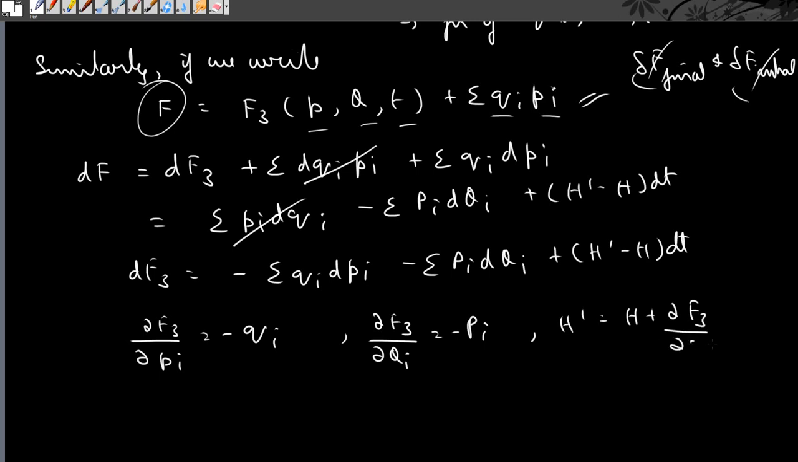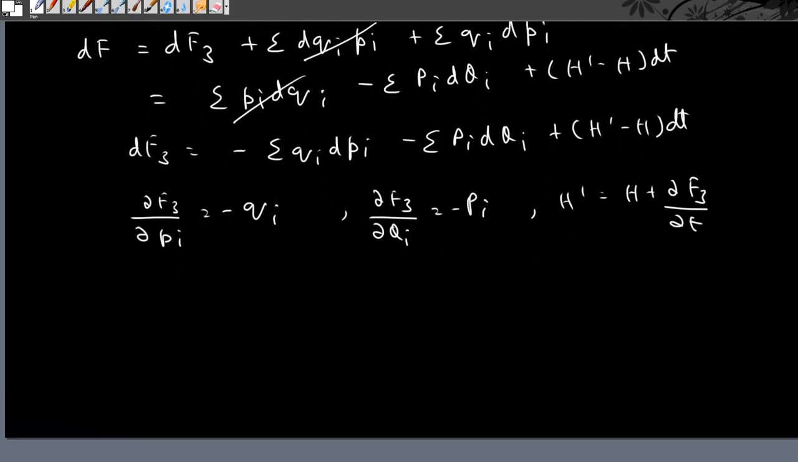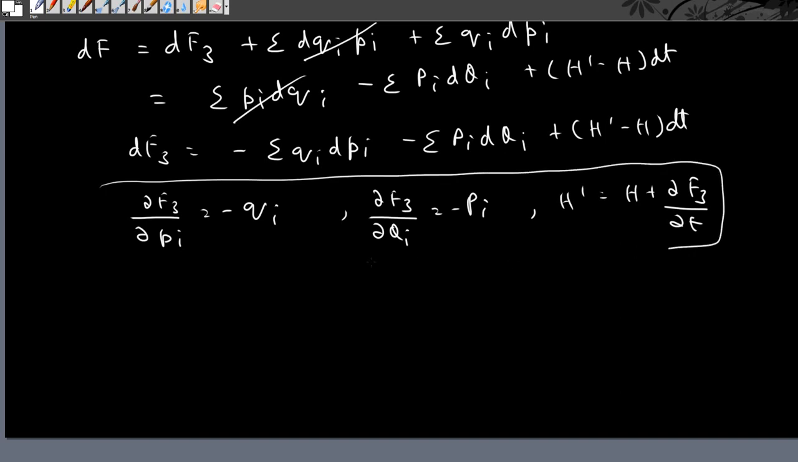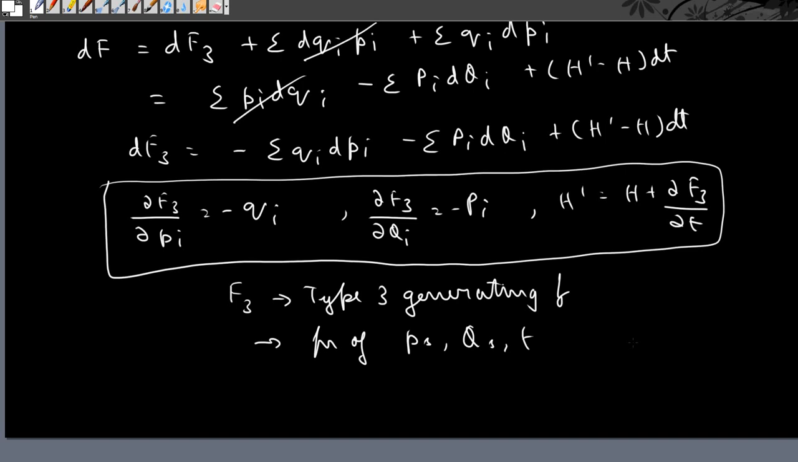Okay, again by using the method which we saw in our previous lecture, we can find our canonical transformation equations from these relations by doing the mathematical jugglery. Okay, and therefore this is called the type 3 generating function, which is a function of the old momenta, new coordinates and time.